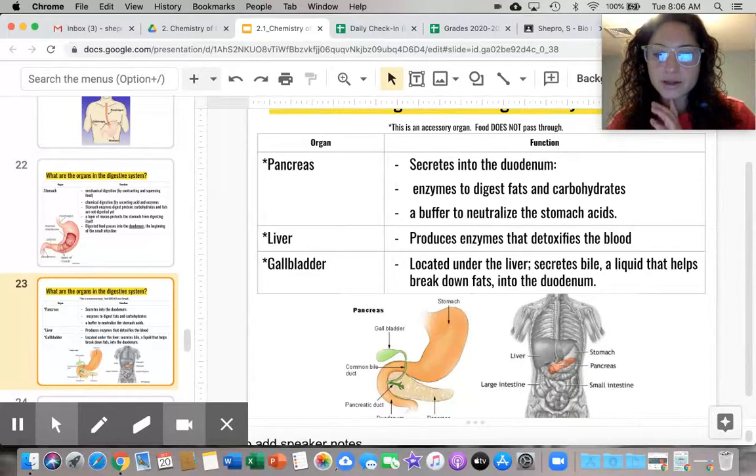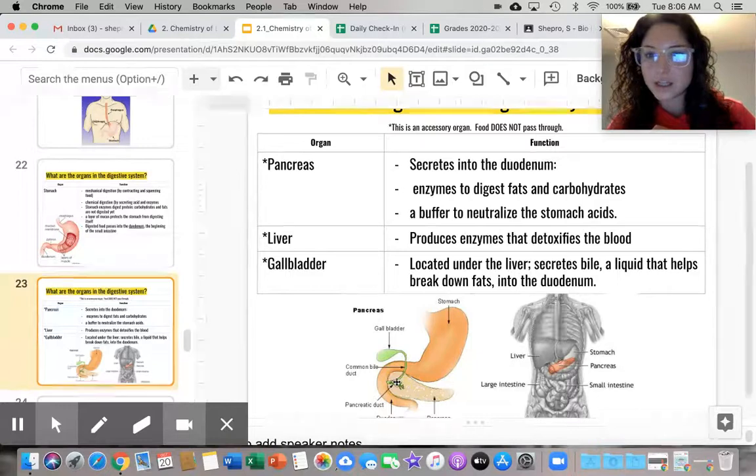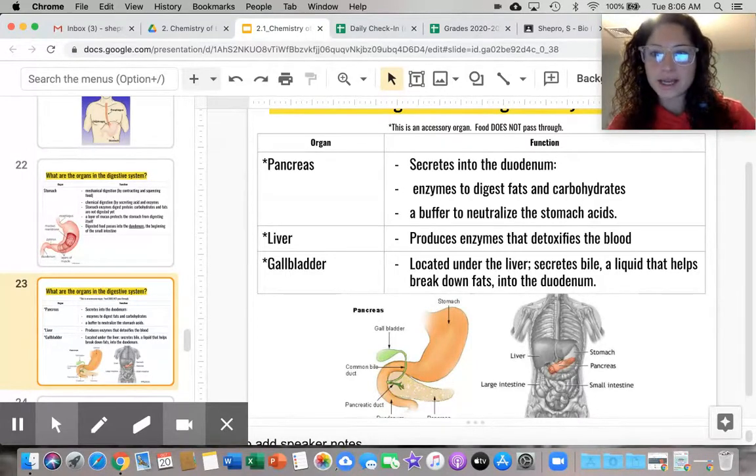So the pancreas does what we call, it secretes into the duodenum. So basically from the pancreas, there's a little tube that connects the pancreas to the duodenum. So you can see it right here, this little green tube. Here's your duodenum, here's your pancreas. There's a little tunnel connecting the two. So the pancreas will secrete specific fluids to help to break down food and really get that digestive process going. So it secretes enzymes that specifically break down fats and carbohydrates, and it also secretes a buffer to neutralize the stomach acid.